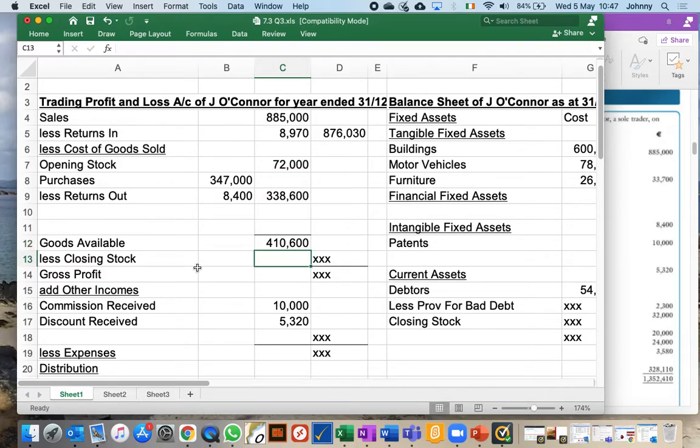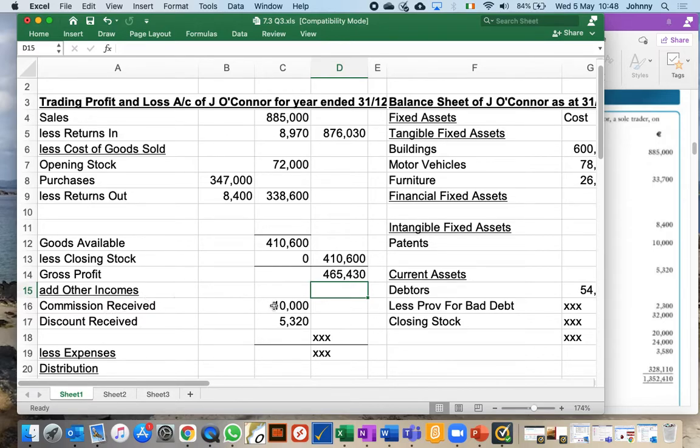I'll take away my closing stock, and there's none mentioned in the question so far, so I'm going to leave that as zero. So that means that my goods available is also my cost of goods sold. So I subtract the cost from the sales. So the sales number minus the cost, there's my gross profit so far. You okay with that? All right?